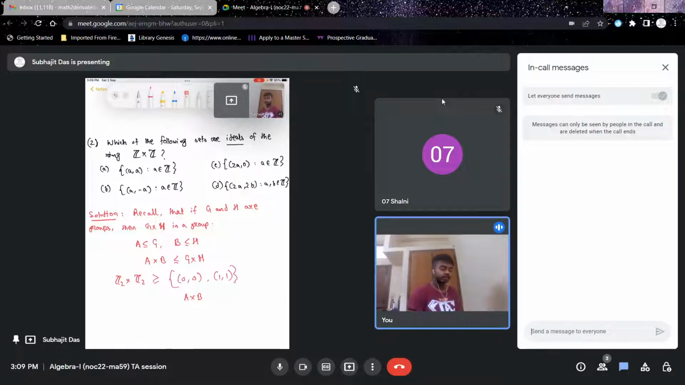Because if it were of this form, then both 0 and 1 should be in A and both 0 and 1 should be in B, right? But then 0 comma 1 should be in A cross B and 1 comma 0 should be in A cross B. But this subgroup doesn't contain any of them, right? So the point is, it's not true that every subgroup is a direct product of two subgroups.